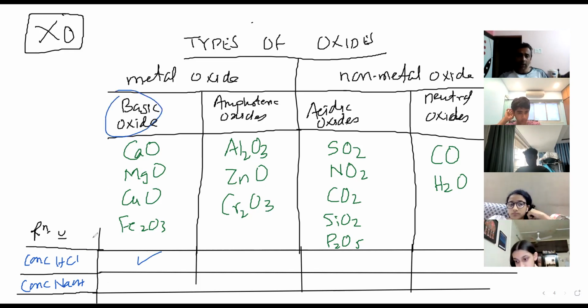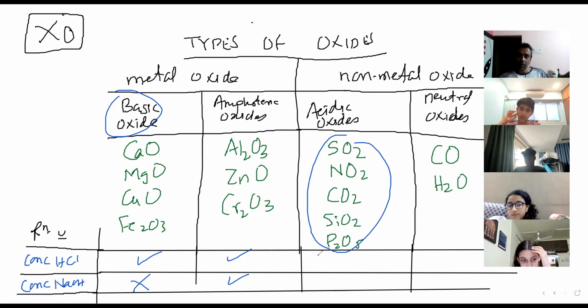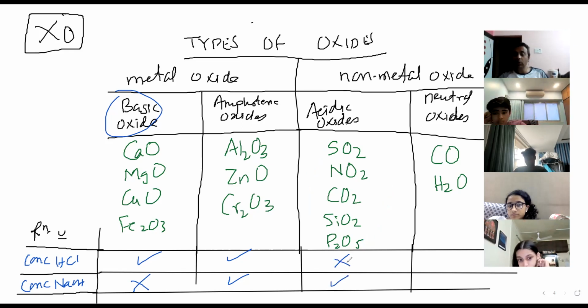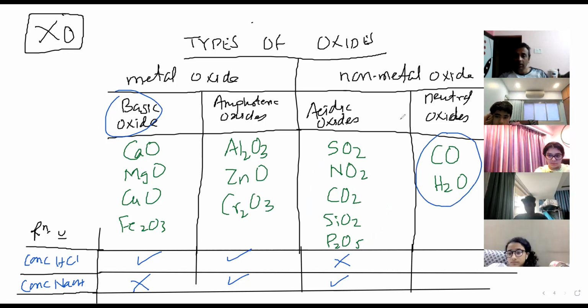Basic, so it will react with acid. Basic, so it will not react with base. So it will not react with NaOH. What about the amphoteric ones? It will react with both. What about these acidic oxides? They will react with NaOH, but they will not react with acid because they're acidic. What about neutral? They will not react with any. Neutral means they don't react with acid, they don't react with base. So this is something that you must remember.